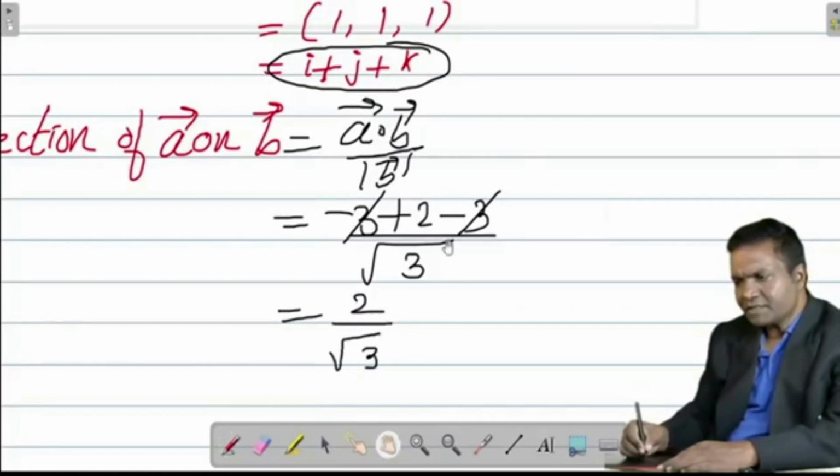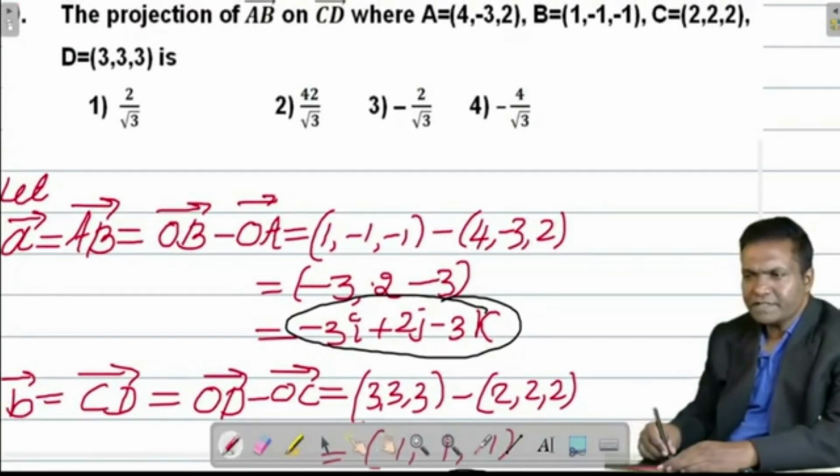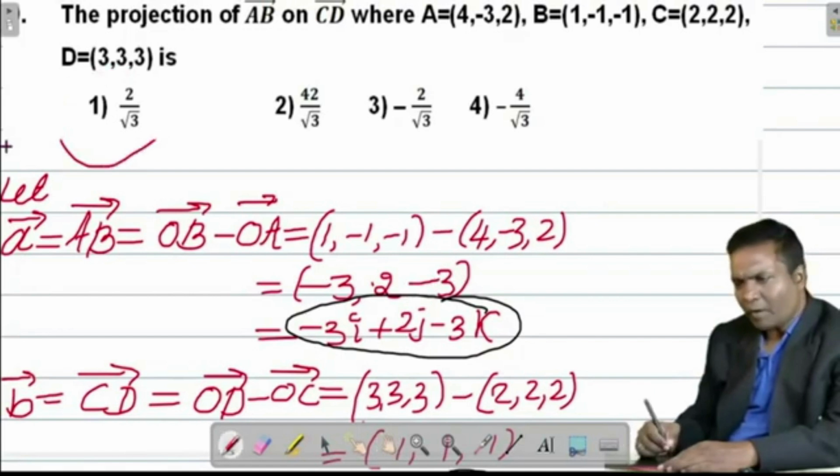So check your answer. 2 by root 3. So the very first is the correct option. So let's move on to the next.